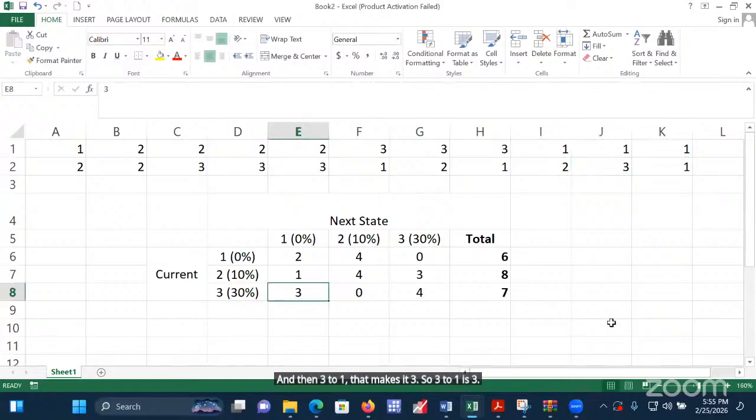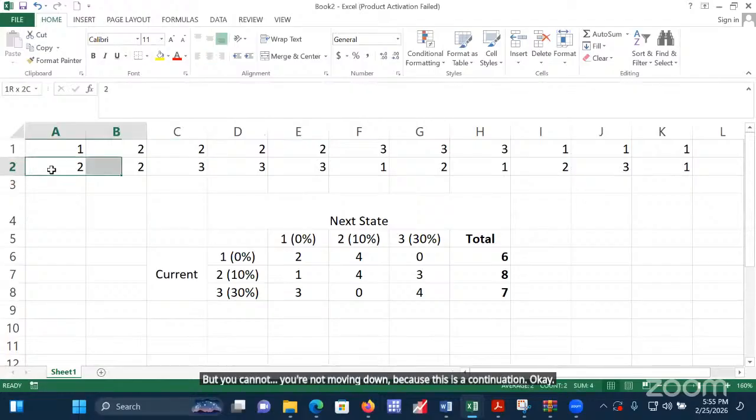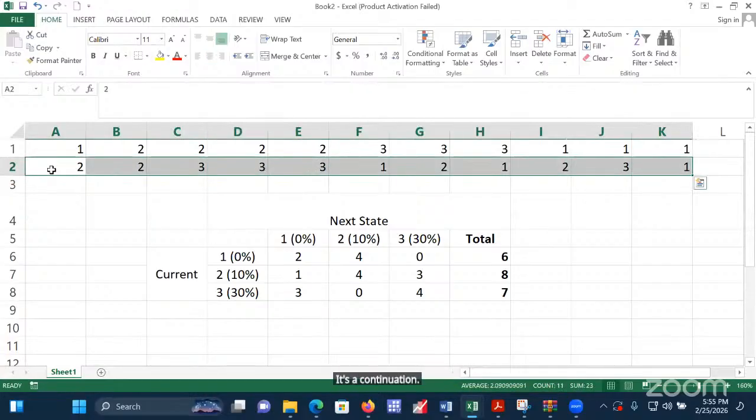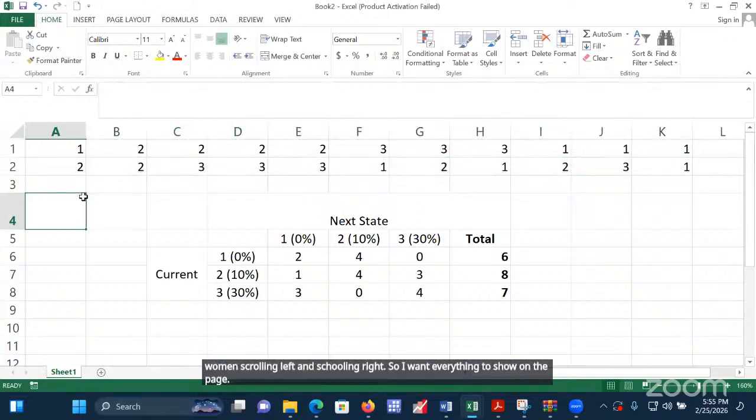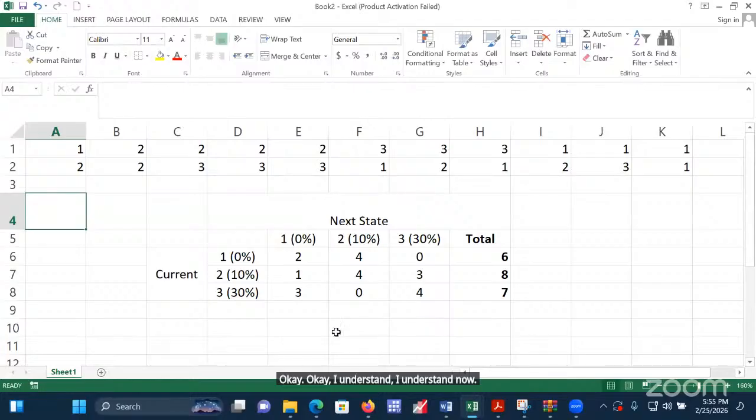That's why we have it here. But you are not moving down because this is a continuation. From here, it's a continuation. It was supposed to be from L and then downward that way. But because I don't want to be scrolling left and scrolling right, I want everything to show on the page. Okay, I understand now. So what we have here are the observed frequencies.